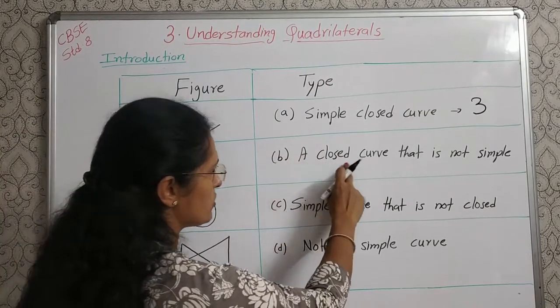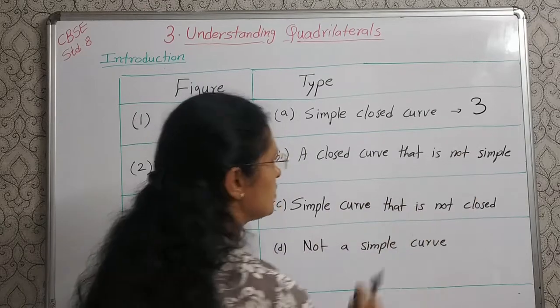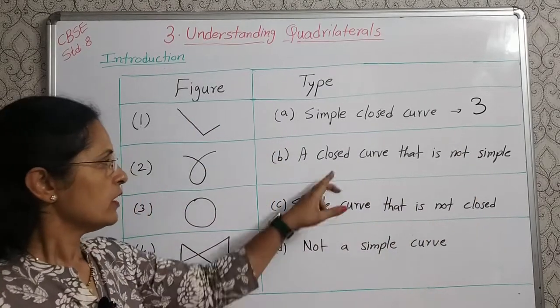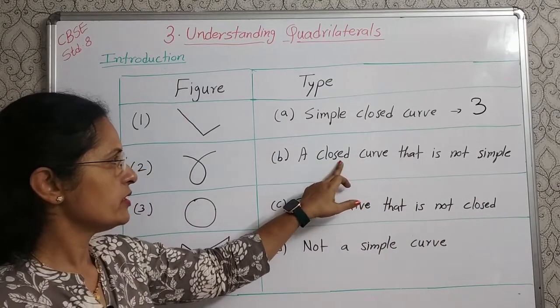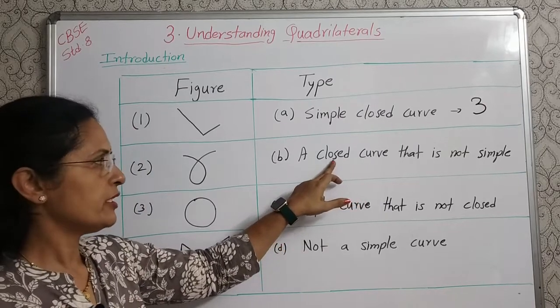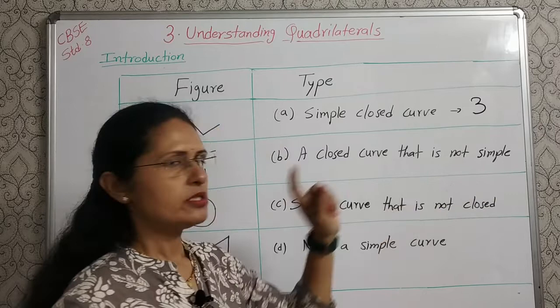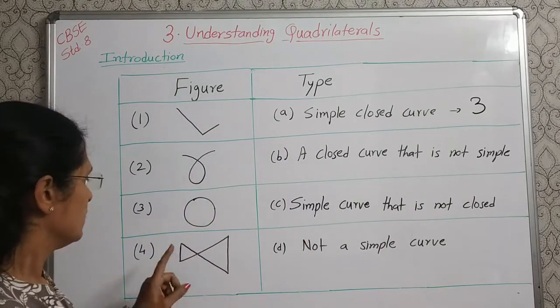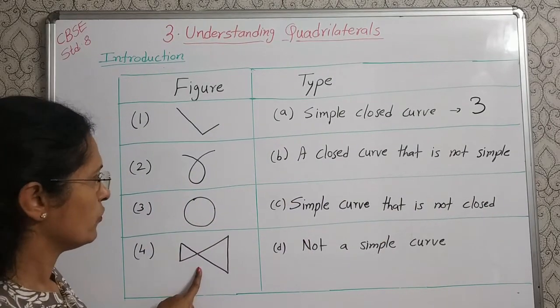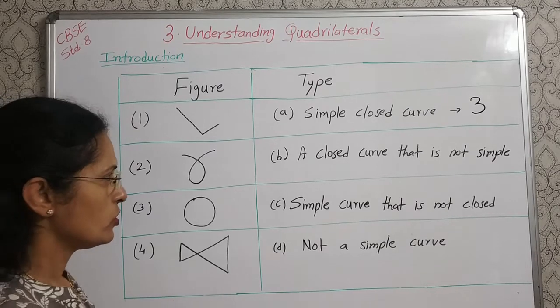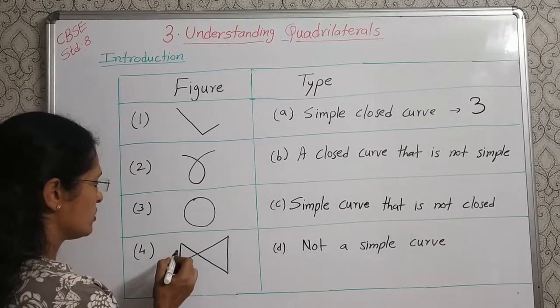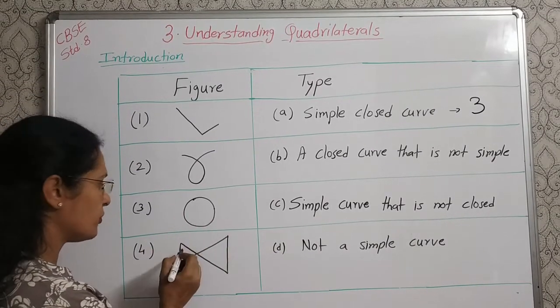Next, a closed curve that is not simple. Now, closed curve, it means the starting and end point is same, and not simple, it means it must be overlapping. Now see in this figure 4, it is a closed curve. Why it is closed curve? Because its starting and ending point is same.